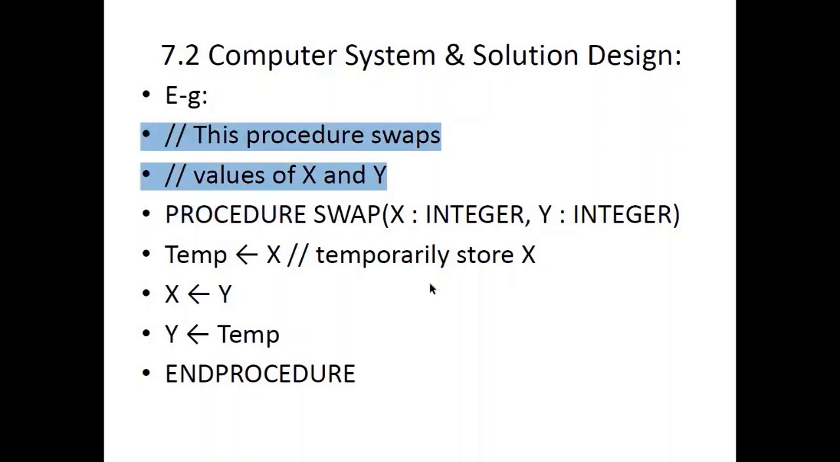Now these 2 lines are telling you what the following procedure will do. This procedure swaps the value of x and y. Procedure swap x integer, y integer, temporary. Temporary stores the value of x, x becomes y, and then y becomes temporary, end procedure. So what this procedure or function has done, it has swapped the value of x and y. Like if x was 10 and y was 30, at the end of the procedure, x would become 30 and y would become 10.